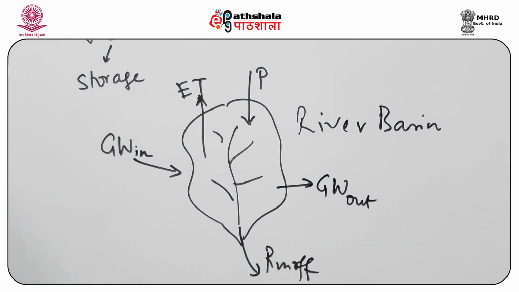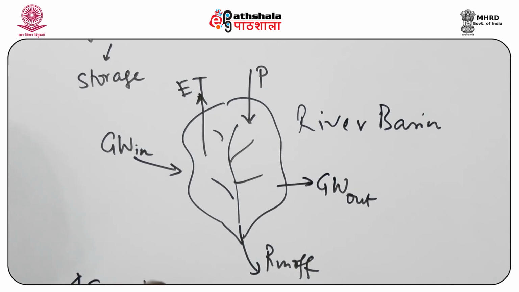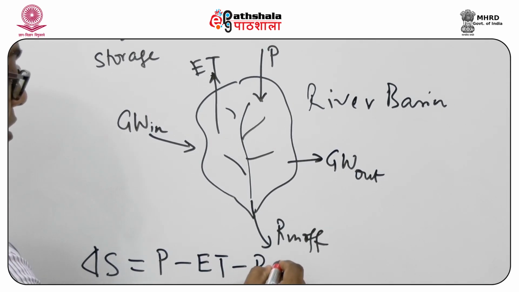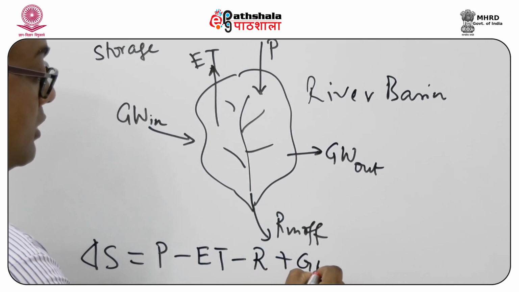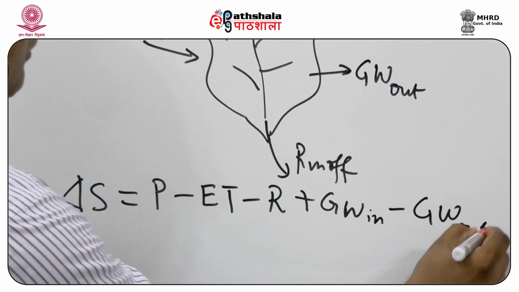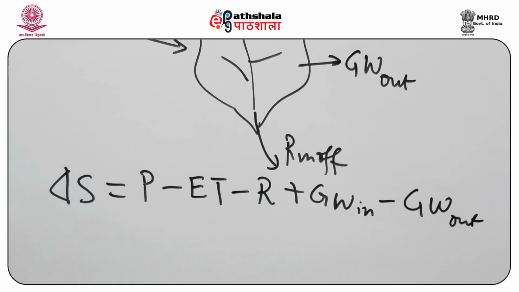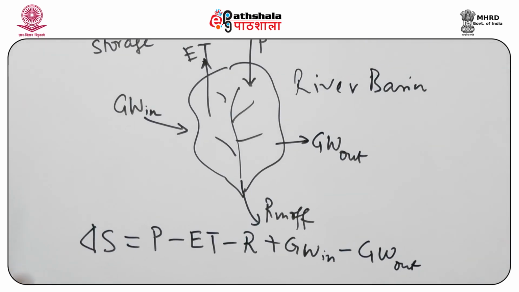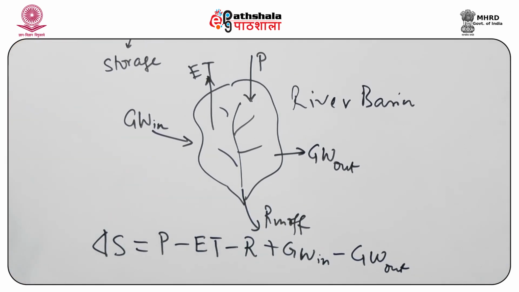So there can be groundwater inflow and also groundwater outflow. What we are saying is that if I want to write the water budget equation of a river basin, I can say that delta S is equal to P minus evapotranspiration minus runoff plus groundwater inflow minus groundwater outflow. This balance equation is known as the water budget equation for a river basin.